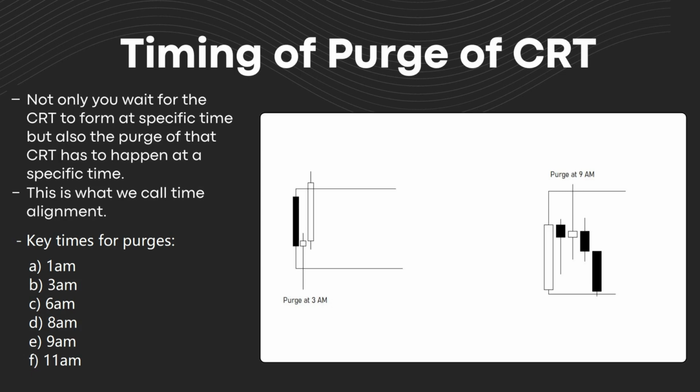These were the two main aspects of CRT: timing of the formation of the CRT and timing of the purge of the CRT. Now, the timing of these purges that you see right here stays true for all of the asset classes in markets, right? Whether you're trading forex, indices, cryptos, or commodities like gold, these timings are all true. So don't worry about that, it works on everything.